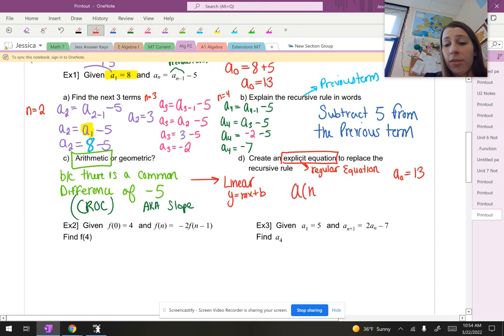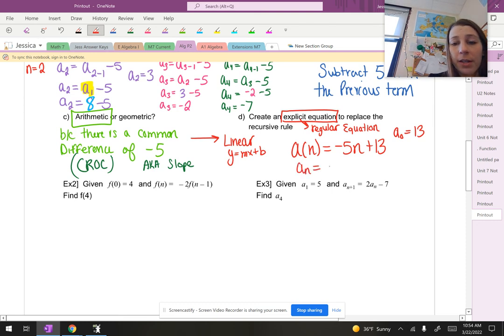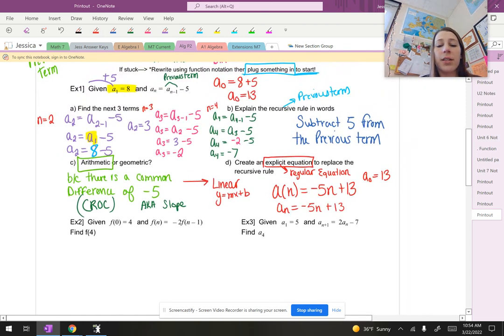So a of n, or a sub n, is equal to -5n plus 13. Or a sub n, if you want to use sequence notation. And there we have it, example numero uno.